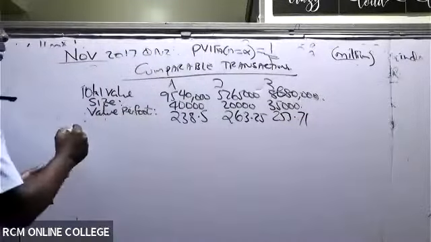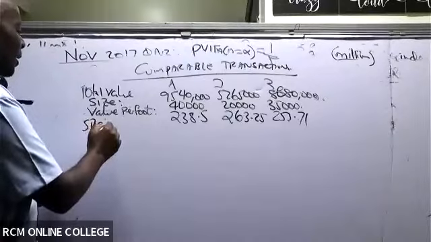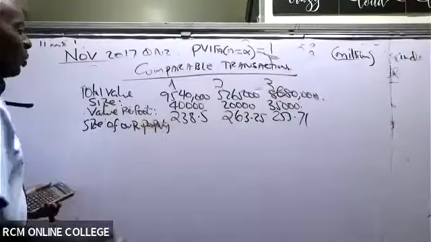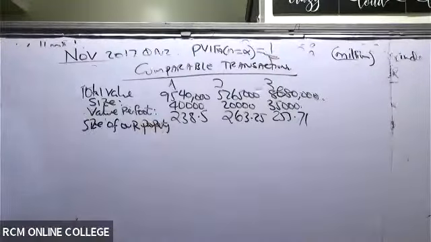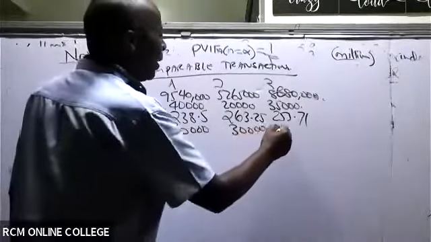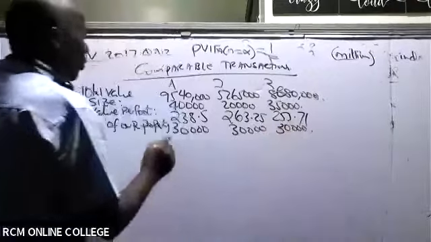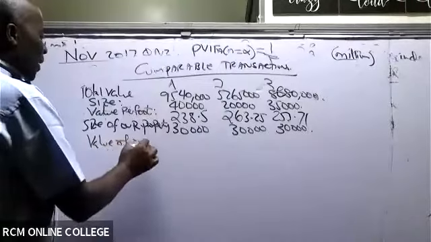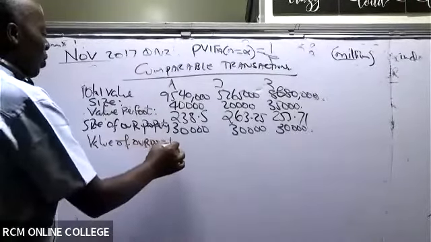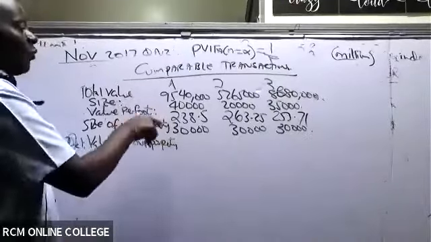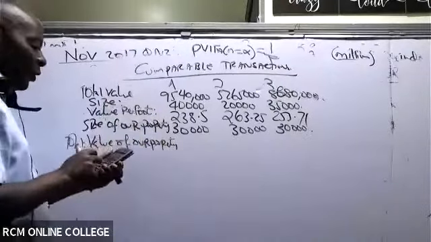Yes. And then now we have here the size of our property to be valued. Regardless of the property in question, our property is 30,000 feet. Therefore, on this basis you'll be able to get the total value of our property. So remember, this is per foot. On the basis of property 1, our property will be valued at what?